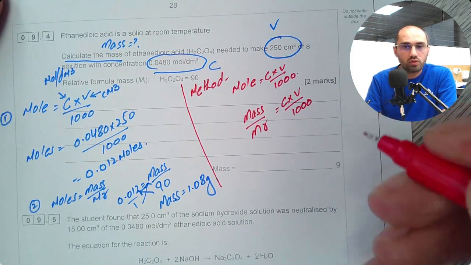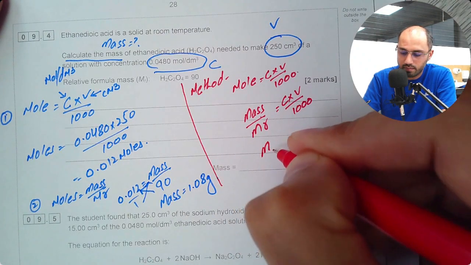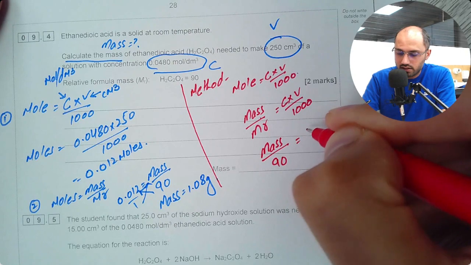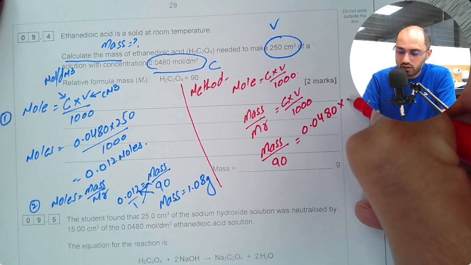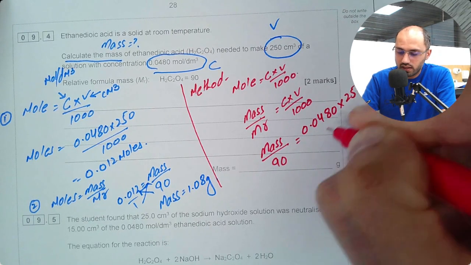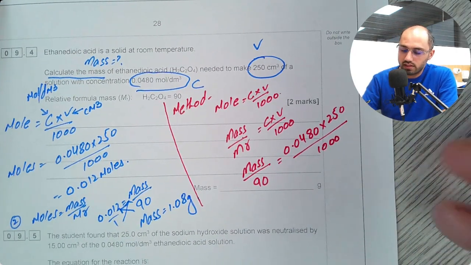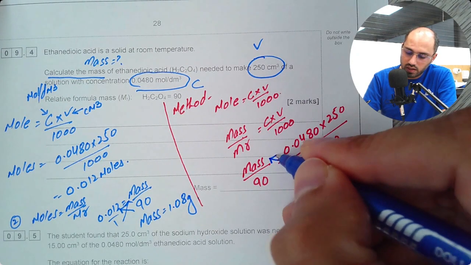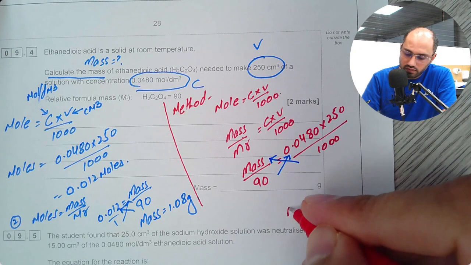Now all you need to do is plug in the values and solve, and you'll end up with your answer. For example, here I do not know the value of mass, so I'll keep it as mass. Mr is 90, C is 0.0480, times by volume, which is 250 divided by 1000. Now, if you solve this, you've got a single fraction on both sides. You can cross multiply, and if you solve it, you will still end up with the value of mass being equal to 1.08 grams.